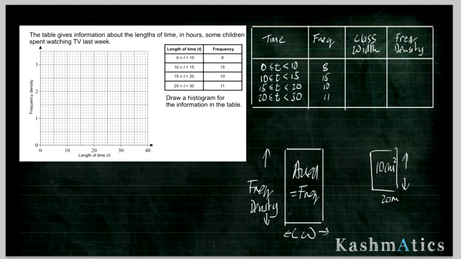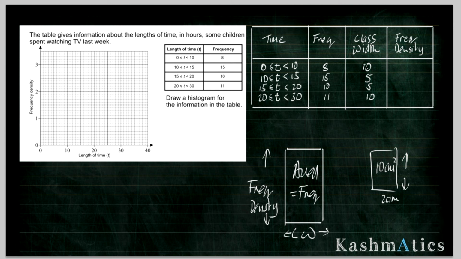So let's just look at the class widths. The width of all the bars, so that goes from 0 to 10, so that's got a width of 10. This one goes from 10 to 15, so that's got a width of 5. This one goes from 15 to 20, that's got a width of 5. And this one goes from 20 to 30, and that's got a width of 10. So to work out the frequency density, remember that's like the height of your bar, you do the area of the bar divided by the width.